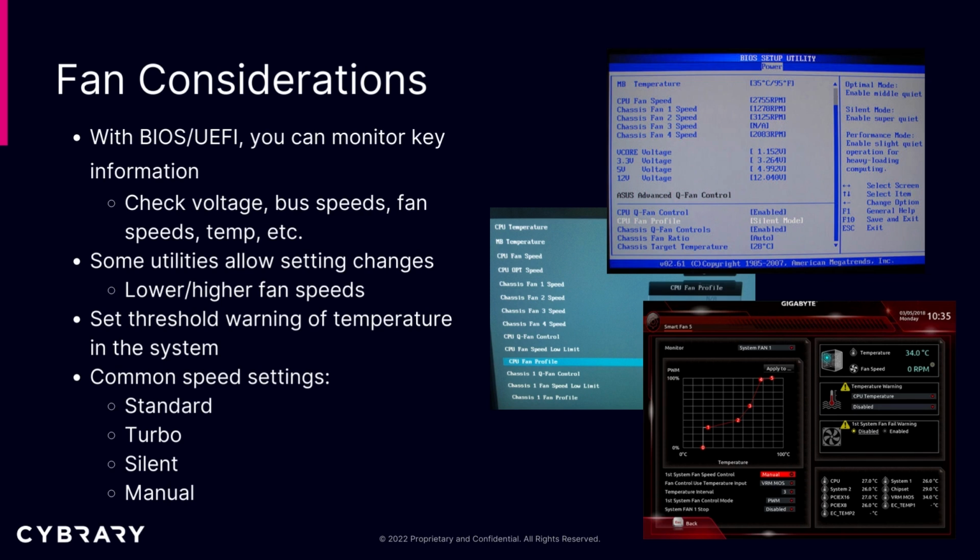Also, there are other things you can do in the BIOS or the UEFI. With the BIOS and the UEFI, you can monitor key information of your system. You can check for voltage, bus speeds, fan speeds, and temperature. Some utilities allow settings to be changed, like lowering and raising the fan speeds. You can set threshold warnings for the temperature in your system. If the temperature gets too low or too high, it will sound a warning. Common speed settings for your fans would be standard, turbo, silent, and manual.